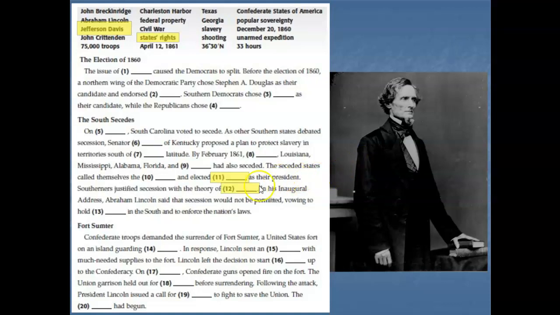Number 12, the theory of states' rights basically allowed Southerners to justify their idea of secession. They felt that since their rights had been violated, they could then leave the Union. And then finally, in his inaugural address in March, back in the day, presidents didn't take office until March, Lincoln comes in and basically disagrees that Southern states can even secede. He says they're not going to be permitted to do that, and he vows to hold on to federal property. Okay, federal property is the answer for that one.